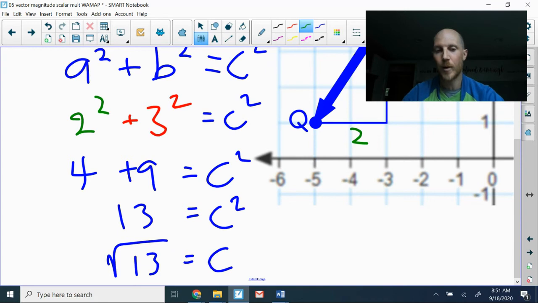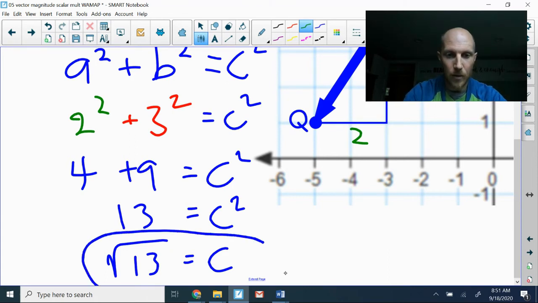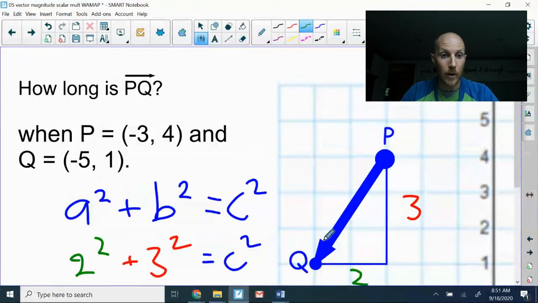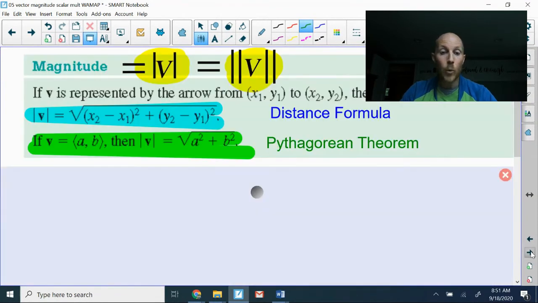I know your geometry teacher probably told you this. We're going to leave that in radical form. There are certainly occasions where we would want to find the square root of 13 and get a decimal approximation for that. This is not one of those times. So I'm going to leave it in radical form and say that the length of the hypotenuse is the square root of 13, or radical 13. That is the length of ray PQ. Okay, well, that's basically what you need to know about finding the magnitude of a vector.